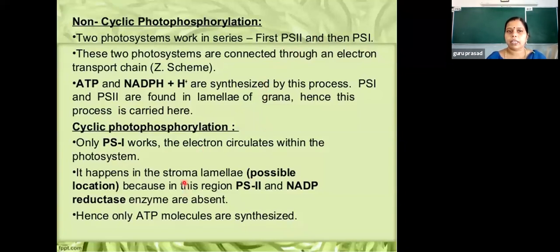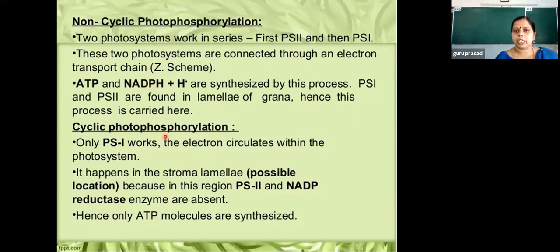So, next. Where will it take place? It takes place in the subgrana. Hence, the process is carried. Okay, next. So, what is cyclic photophosphorylation? Here, we are observing only the functional PS1. Only photosystem 1 will be functional. Okay, it happens in stroma lamina. This type of photophosphorylation takes place in stroma lamina, where PS2 and NADP reductase enzymes are absent. Okay, so next. Hence, only ATP molecules are synthesized. Here, ATP and NADPH molecules are synthesized.